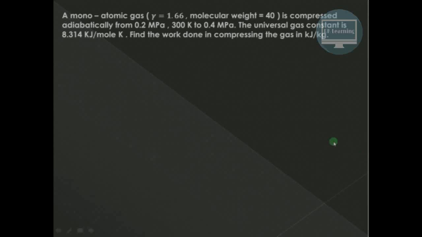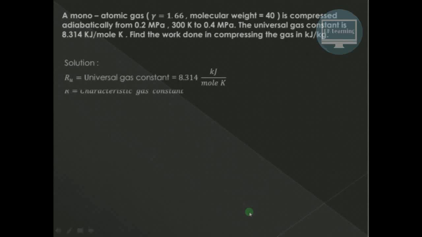So in the next example, we are having the monoatomic gas having value of adiabatic index as 1.66 and molecular weight of 40, and is compressed adiabatically from 0.2 megapascal pressure and temperature of 300 Kelvin to 0.4 MPa pressure. The universal gas constant is given in this particular case as 8.314 kilojoule per mole Kelvin, and we have to find out what will be the work done in compressing the gas in kilojoule per kg.